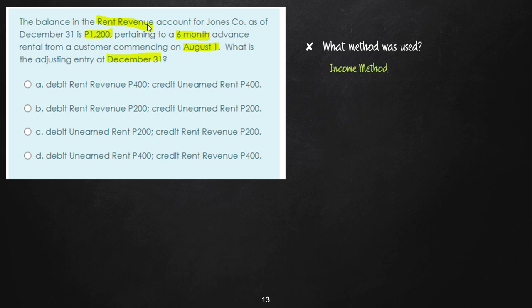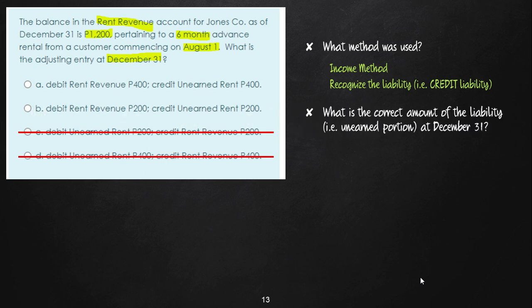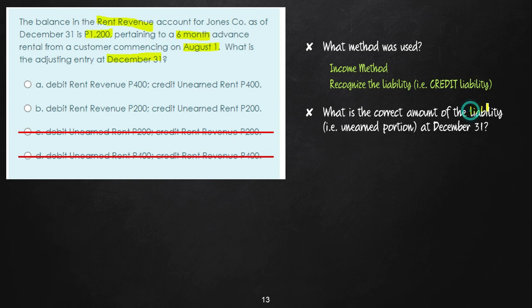And again, what is the rule, class, under the income method? Under the income method, you have to recognize the liability. Therefore, credit the liability. So we look at our choices, and any choice that does not credit the liability, we eliminate. That cannot be the correct answer. So automatically, the probability is reduced from 25% correct to 50-50, so only two choices remain. So, credit the liability. Next, since we are crediting the liability, what we look for, class, is the amount of the liability or the amount of the unearned portion.